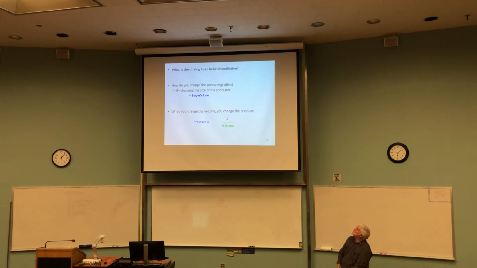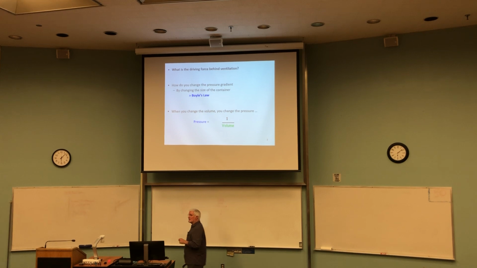All right, now, to understand how we ventilate, we have to look at Boyle's law. This is a variation of what you may remember from chemistry, P1V1 equals P2V2. We're going to learn it as P is equal to 1 over V. Pressure is equal to the inverse of volume.